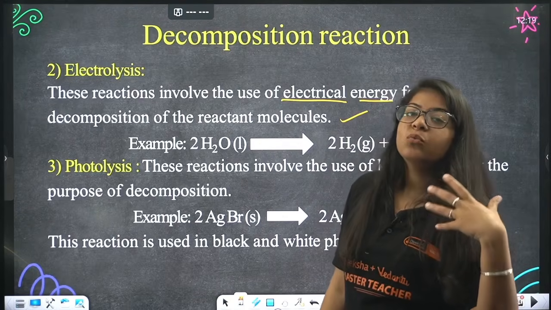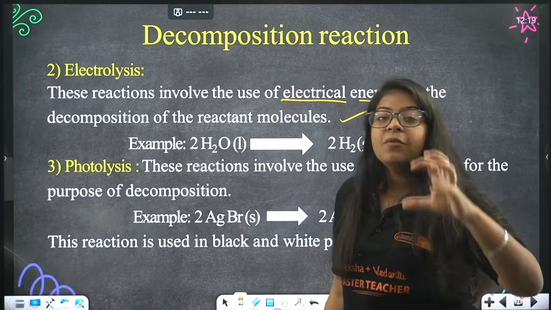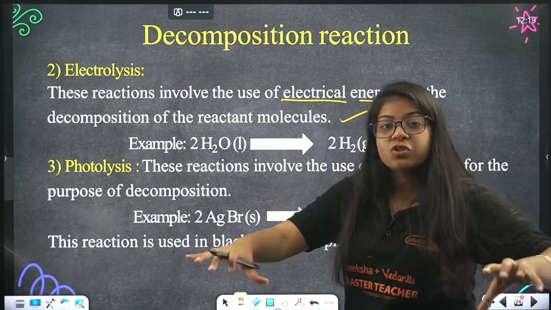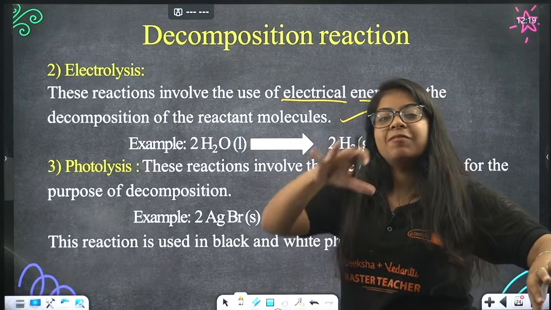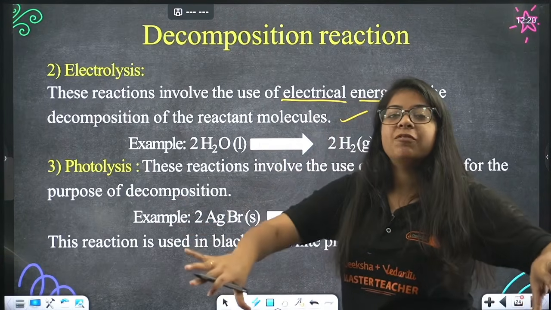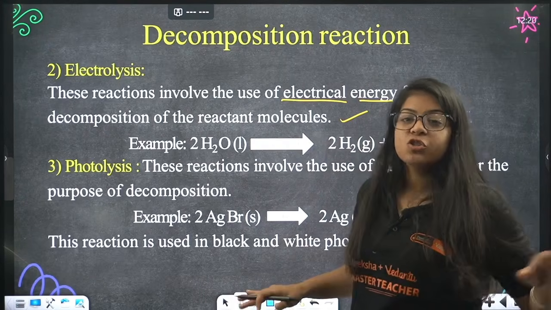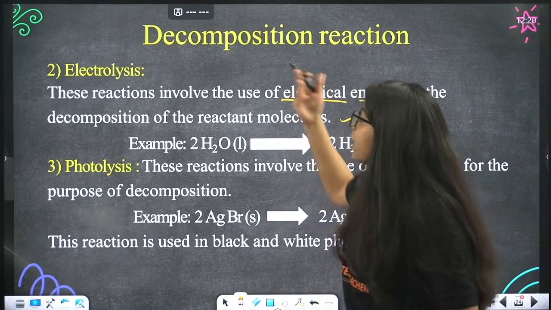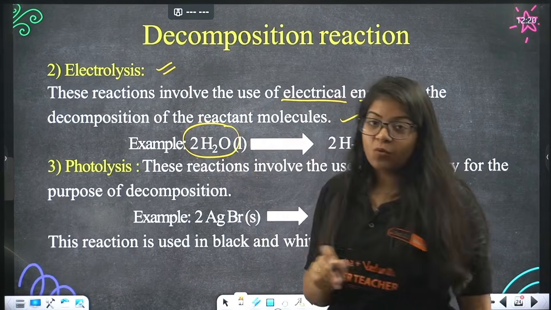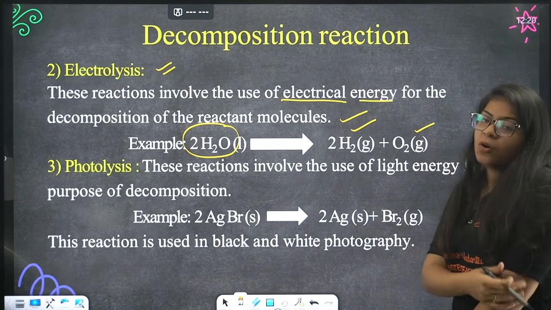Mostly we use it in water. So water is made up of what? Hydrogen and oxygen. When electric energy is given to this water, it breaks down into hydrogen and oxygen, which get separated from a single molecule of water. Hydrogen and oxygen get separated via electrolysis. So a single molecule of water is getting broken down into hydrogen and oxygen.